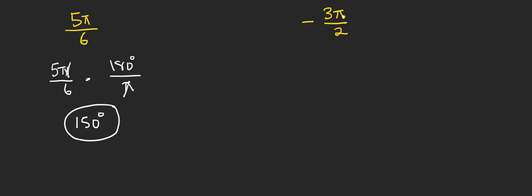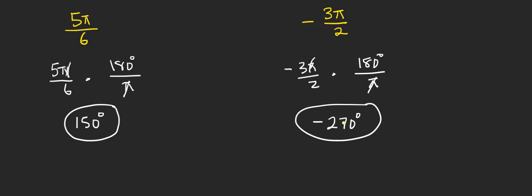What about negative 3 pi over 2? Again, we're going to multiply by 180 degrees over pi. Pi cancels out, 2 goes into 180 ninety times, and 90 times 3 is negative 270 degrees. By the way, if you have a pi and you want to change it to degrees, you could just plug in 180 right away and you'll get the answer.